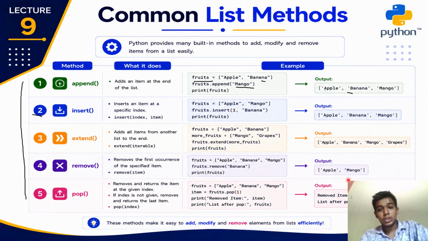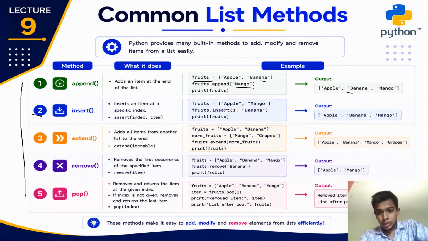Now the last method on the slide is the pop method. It removes an element using its index. Here you can see apple, banana, mango. Then the pop method is used and here it's written 1. So banana is at index 1, and here banana is removed because it was at index 1. An important point is that Python automatically removes the last element of the list if you don't put any index in the pop.